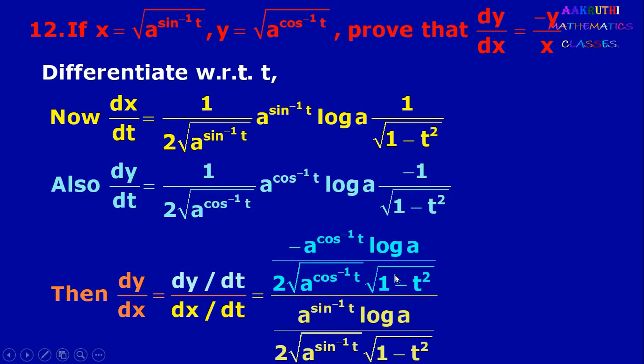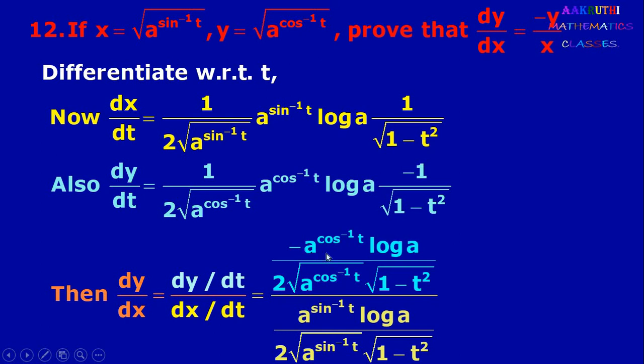Now here 2 gets cancelled, root of 1 minus t square cancels with root of 1 minus t square, log a cancels. So remaining is minus a to the power cos inverse t divided by root of a to the power cos inverse t, and in the denominator a to the power sin inverse t divided by root of a to the power sin inverse t, and it is of the form x by root x.